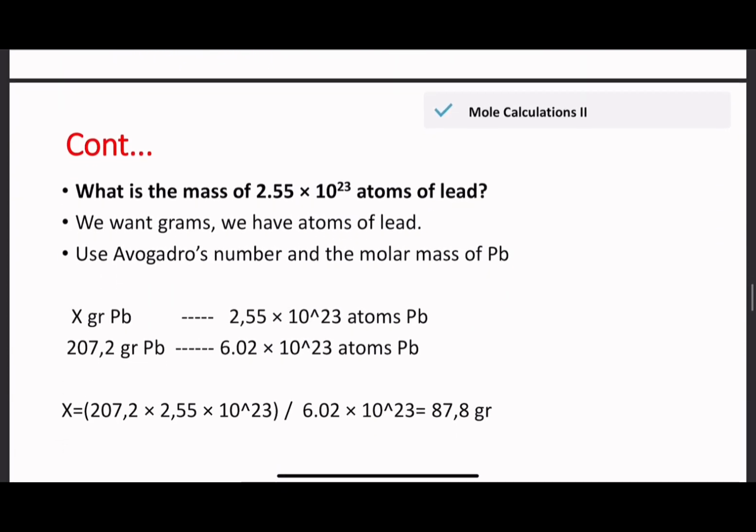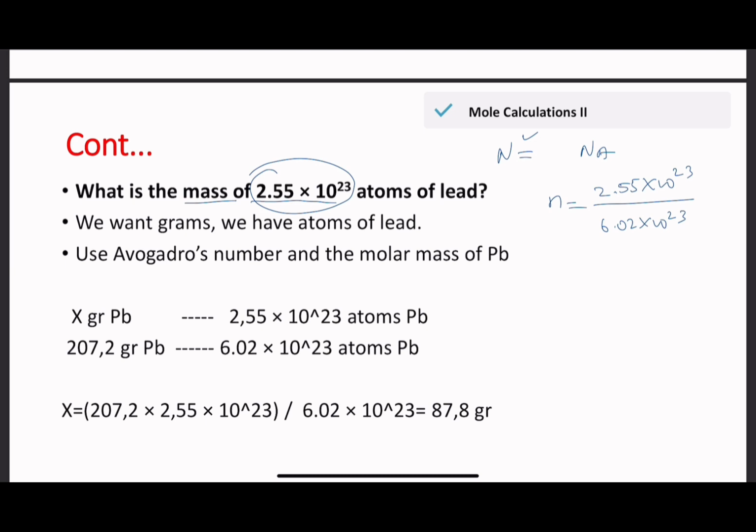For example, it's asking you what is the mass, right? So now you're given the N, which is given to you. You know the Na. You can get the mole number, which would be 2.55 times 10 to the power of 23 over 6.02 times 10 to the power of 23.